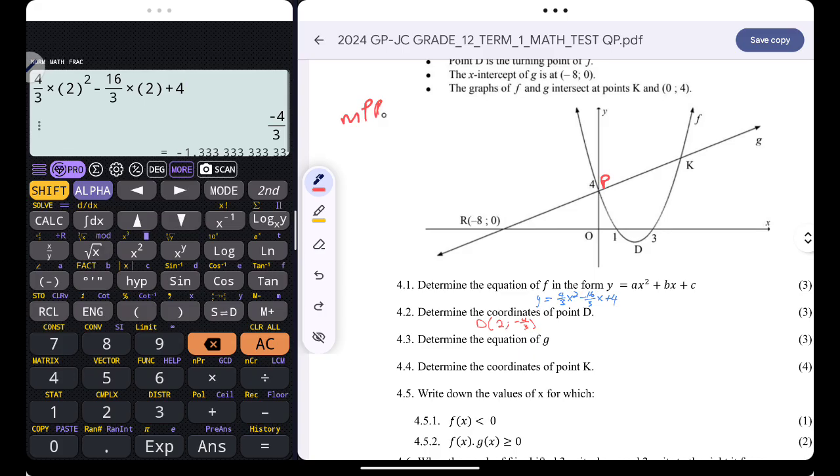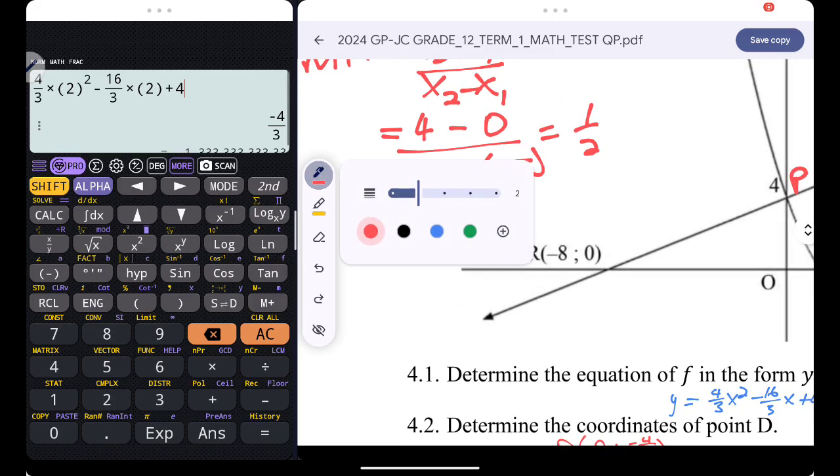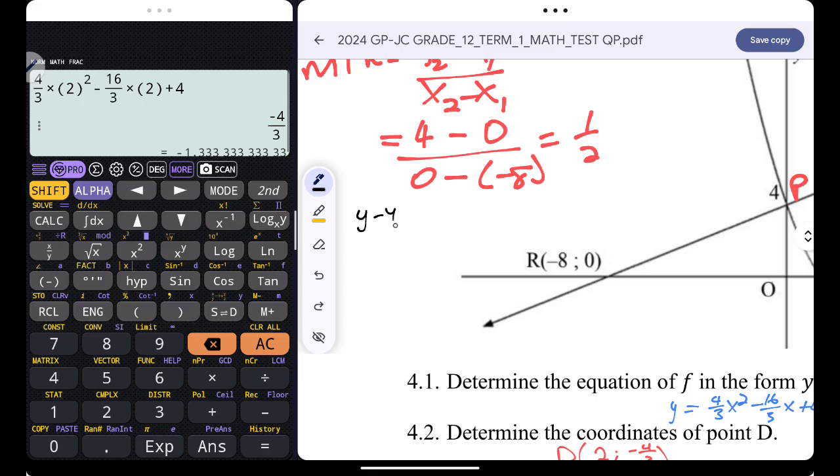The gradient of line PR is simply y2 minus y1 over x2 minus x1, right? I'll take the y value at P, which is my y-intercept, minus the y value at R, all over the x value at P minus the x value at R. I'll simply get a half. After finding the gradient, I'll substitute in the equation that says y minus y1 is equal to m times x minus x1. y1 and x1 represent any point on the line RP, and m represents the gradient of the line, right?